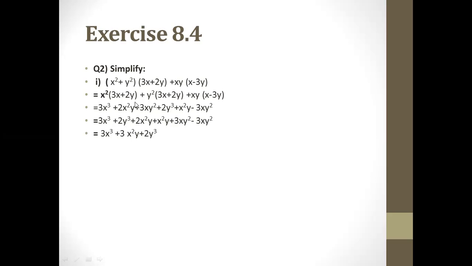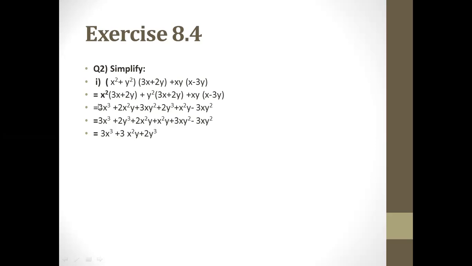Again, I'm going to repeat it. X square multiplied with this bracket 3x plus 2y, and plus y square multiplied with this bracket, and then plus xy multiplied with this bracket. The first value x square multiplied with 3x.